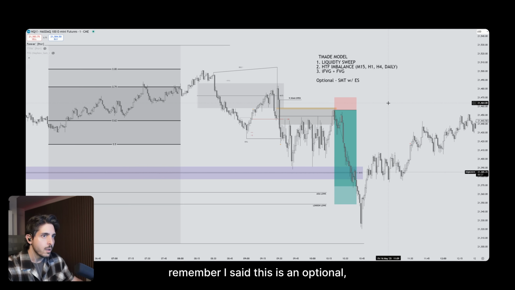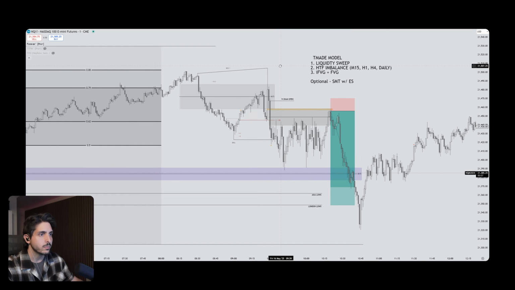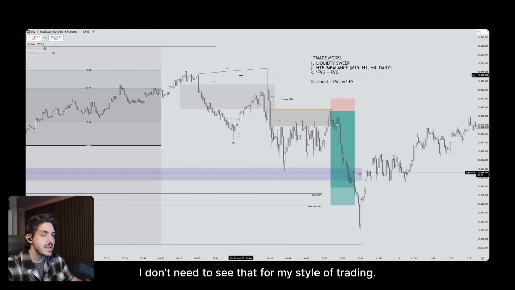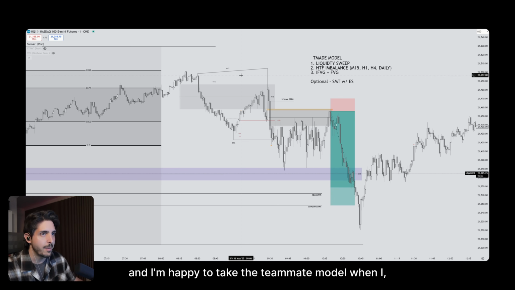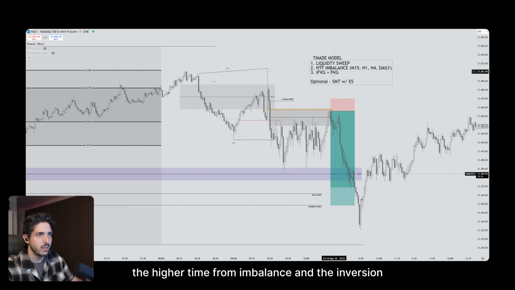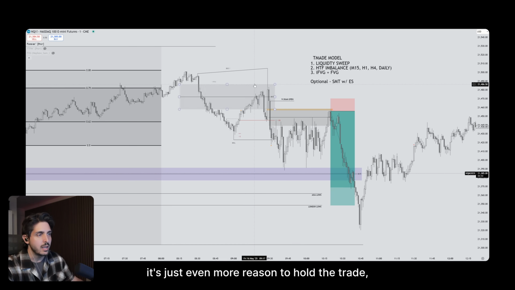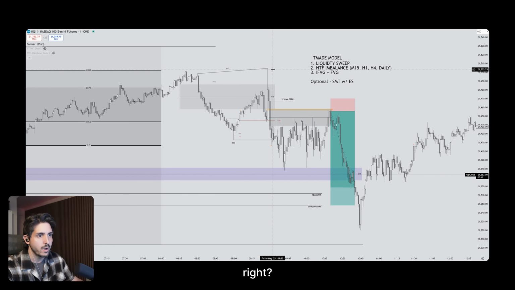Now, remember I said this is an optional, right? This optional is the SMT, right? Very optional. But we get that right up here when this takes the high, okay? ES never took the high. So that means that ES is the weaker asset, right? It never took the high. So that's optional. I don't need to see that for my style of trading. And I'm happy to take the T-made model whenever we take the liquidity, the higher time frame imbalance, and the inversion and all that stuff lines up. I'll take that every time. I don't need SMT. But if you do get SMT, it's just even more reason to hold the trade, right?